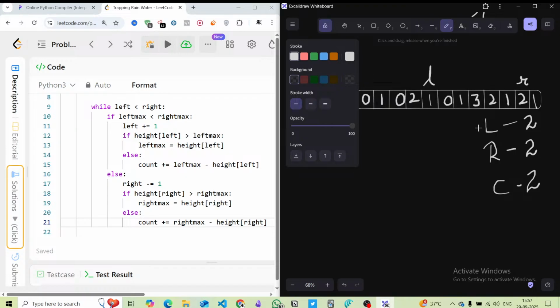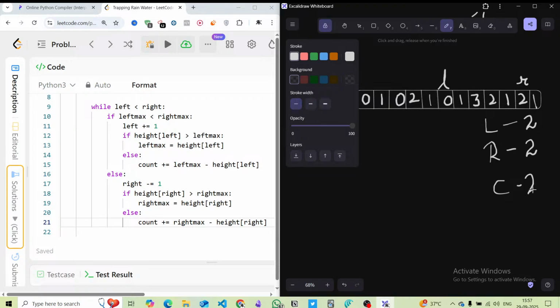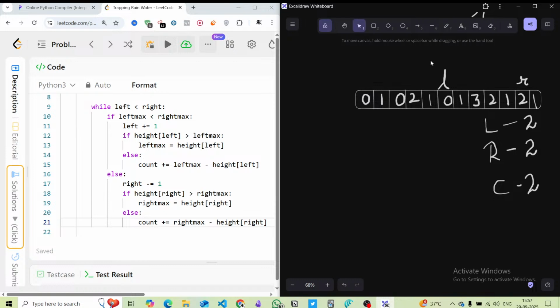So the count will be 2. So now again we check these two. No. And then we just move L. Check. No. So 2 minus 0 is 2. So here the answer is 4, 2 plus 2 is 4. And then next again check these two. No. So what we need to do is increment left. Now check one is less than two. So we just add it to here. Two minus one is one. So two plus one is three. So the value is three.